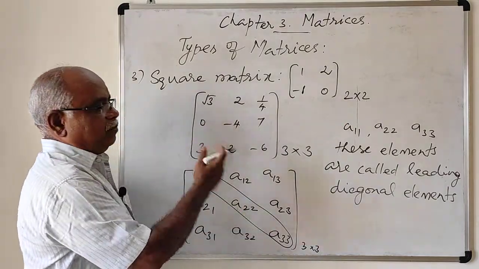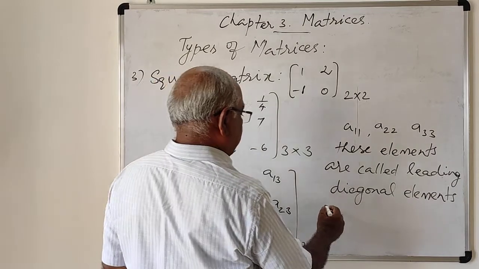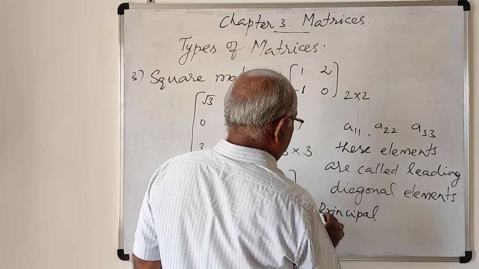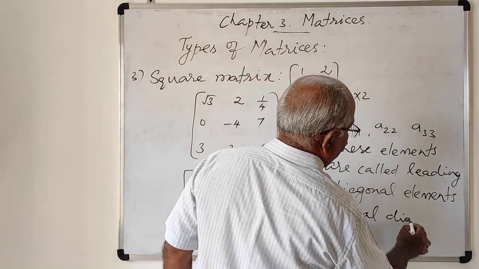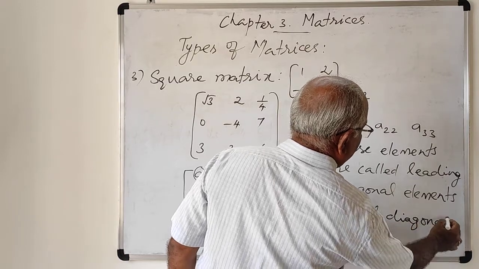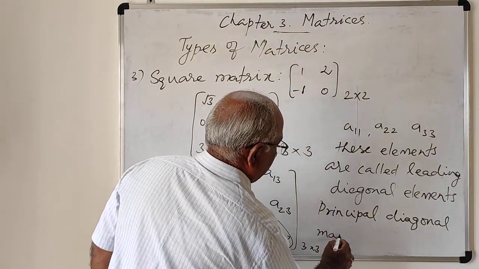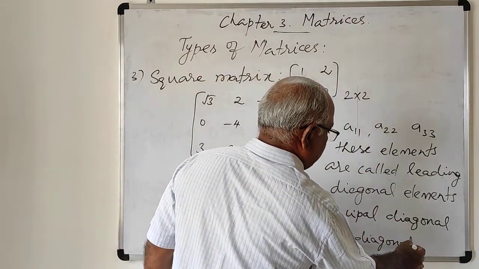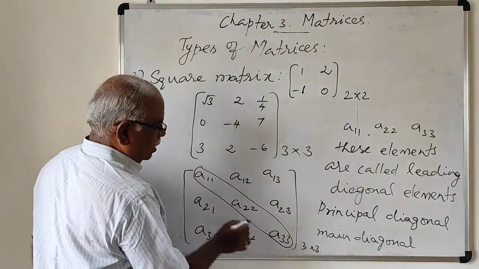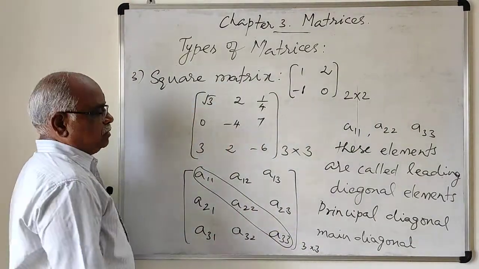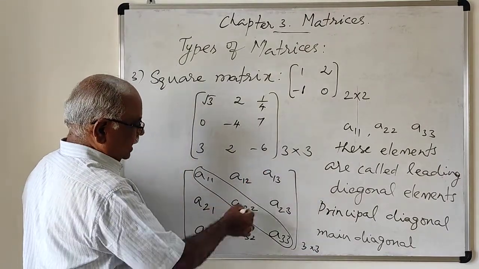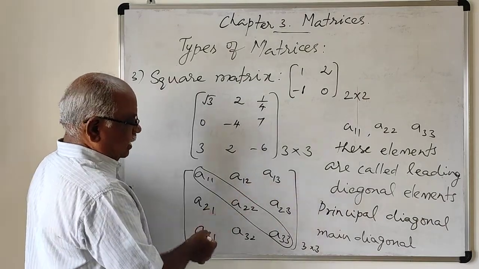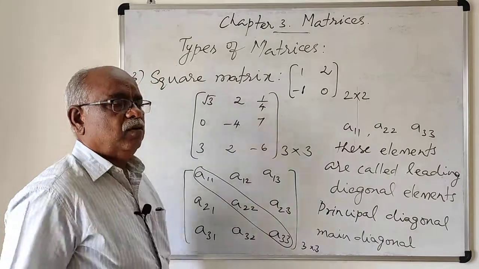or principal diagonal or main diagonal, whatever it may be. You can call it leading diagonal, principal diagonal or main diagonal. These elements are called leading diagonal elements, or principal diagonal elements, or main diagonal elements. And this is called the secondary diagonal: A13, A22, A31. This is called the secondary diagonal, and we are always considering only main diagonal elements for our consideration.